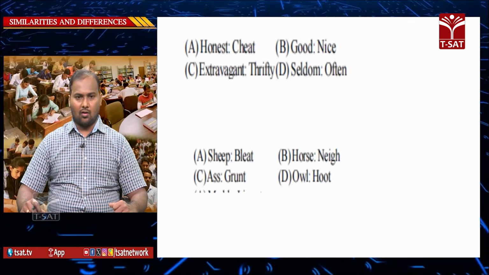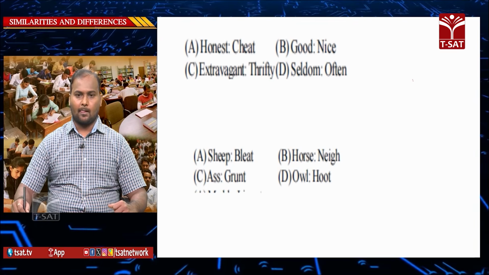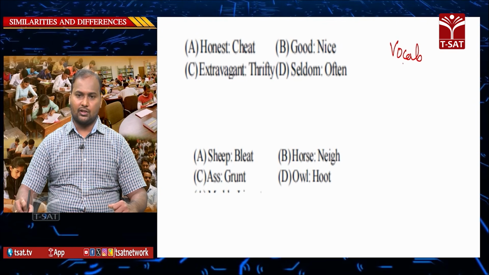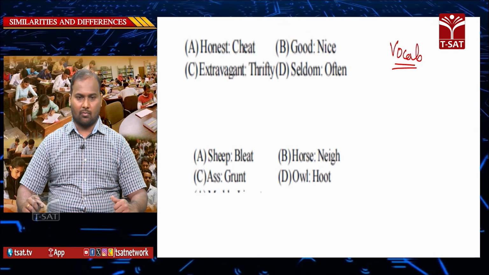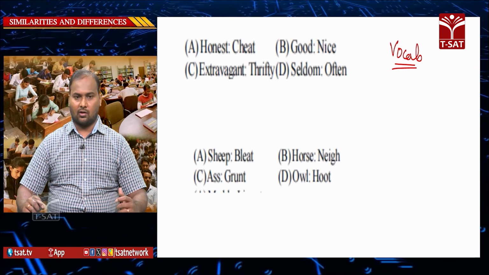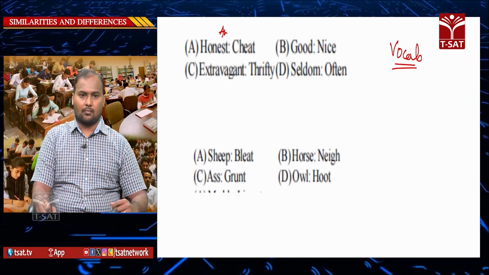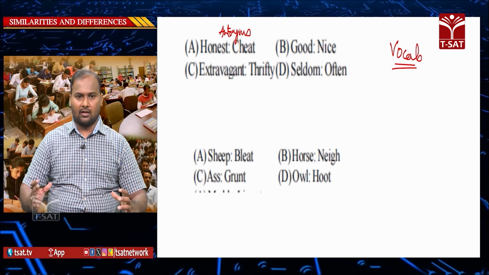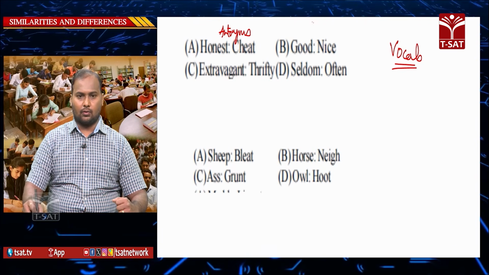Next question. See, in this question: honest, cheat; good, nice; extravagant, thrifty; seldom, often. To answer this question, the student should be thorough with English vocabulary. Then only he can solve this question. Otherwise, it is very difficult for them. For example, honest and cheat, how are they related? Honest and cheat, both are antonyms, or opposite words. In the same way, good and nice. The good and nice, both are synonyms.